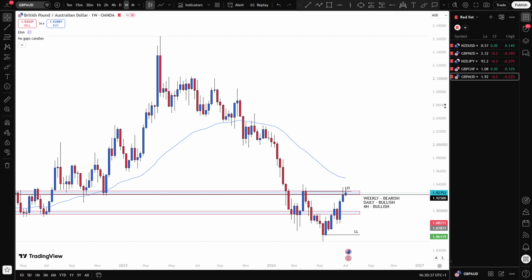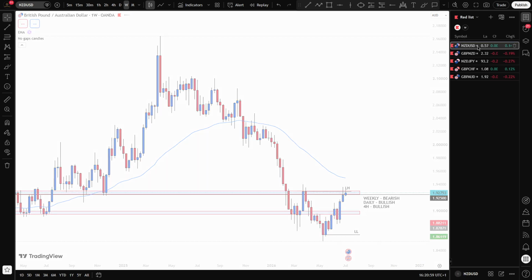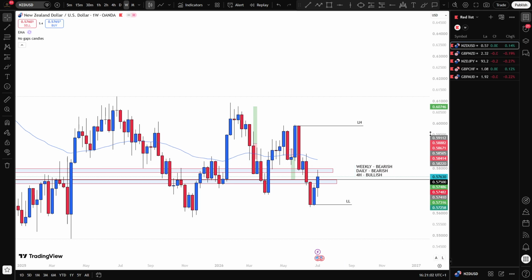So starting off, I only have 5 pairs that I'm looking out for to trade this week, and the maximum number of trades I take per week is 2. So let me start with NZD USD using top-down analysis. You can see NZD USD on the weekly time frame.